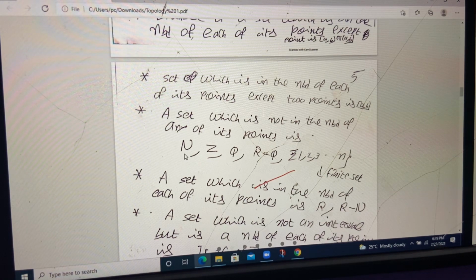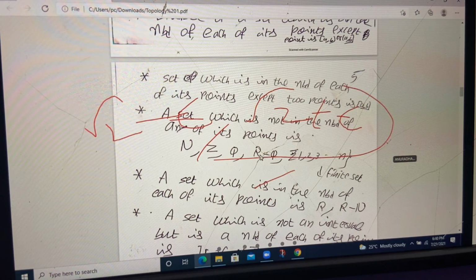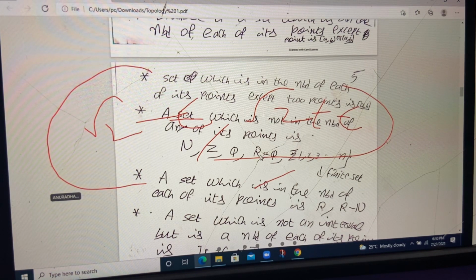Examples are the natural numbers N, Z, Q, R minus Q, and any finite set. I have explained earlier, no point of N is an interior point, no point of Z is an interior point, no point of Q is an interior point, no point of R minus Q is an interior point. Because when you take R minus Q, that means irrationals. Irrational means, for example, root 2. Root 2 is irrational, then (root 2 minus epsilon, root 2 plus epsilon), this open interval contains reals. Reals means rationals as well as irrationals. So it is not contained in R minus Q, because R minus Q contains only irrationals.